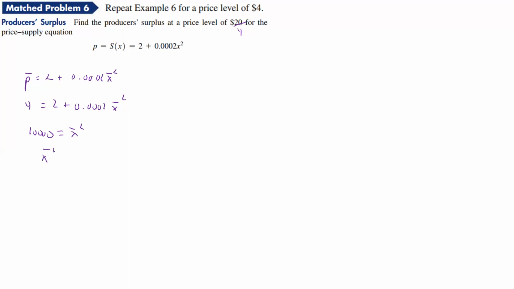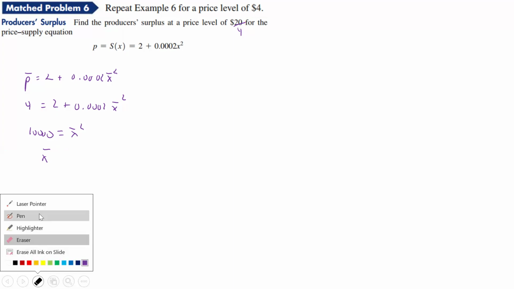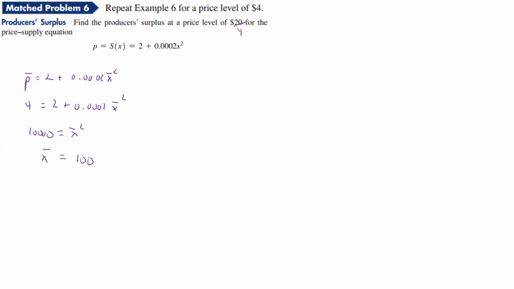Take the square root, and the square root of that is going to be 100. So that's what X bar is. So now let's draw a general graph, because again, you can plug it in your calculator and see what the graph was, but a general graph is going to be something like this. And our X bar here, we just found to be 100. And if we say that that's our P bar and that's equal to 4, then this is going to be the area where we have the producer's surplus. So we're going to take this minus this.